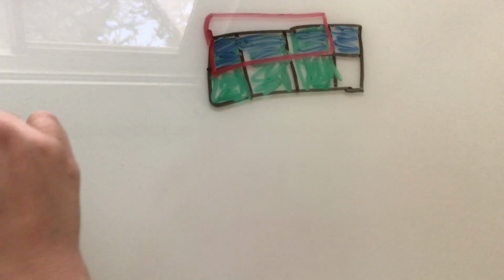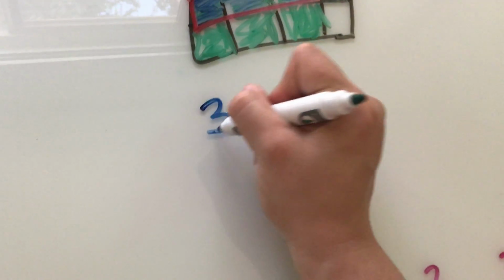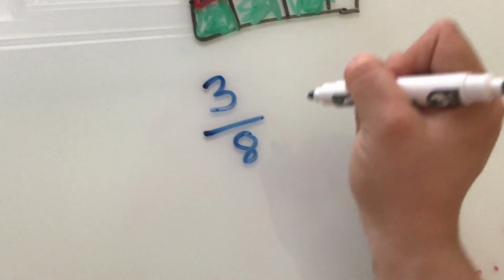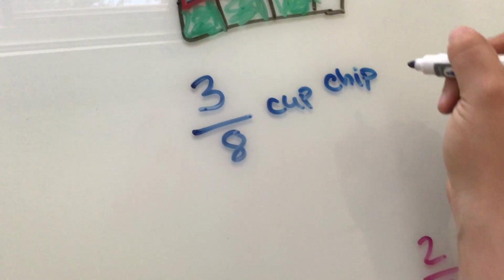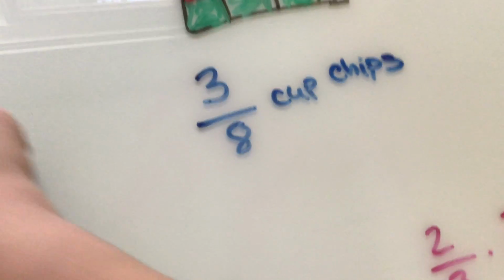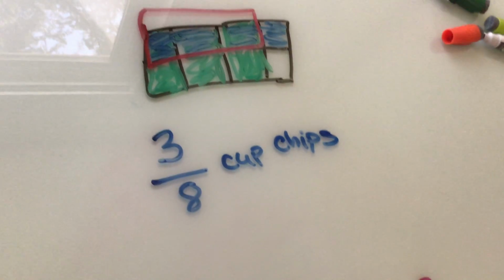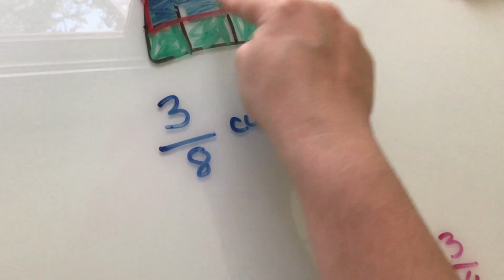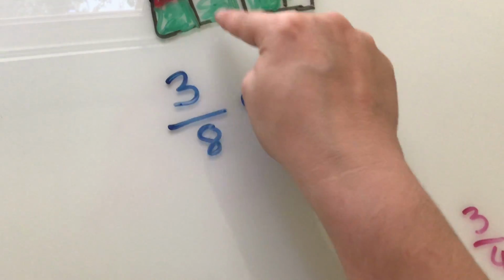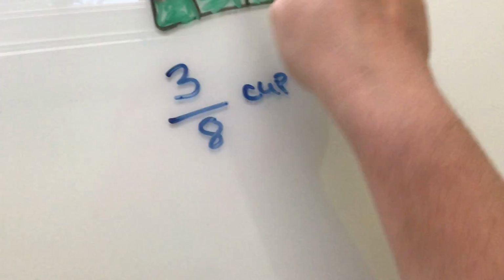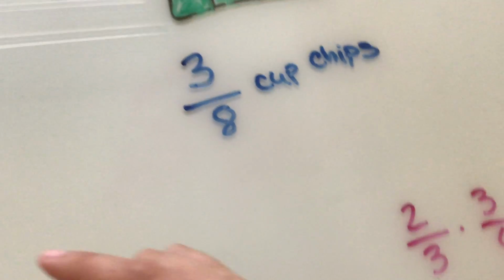Now mind you, we're only going to be looking at the half that overlaps with both colors, which is right here. And this tells us we will need 3/8 of a cup of chips for half of our recipe. And the reason why we know this is because we're looking at 1, 2, 3 of our whole, which would be 8. 3, 4, 5, 6, 7, 8. We only need 3/8 of a cup for our recipe.